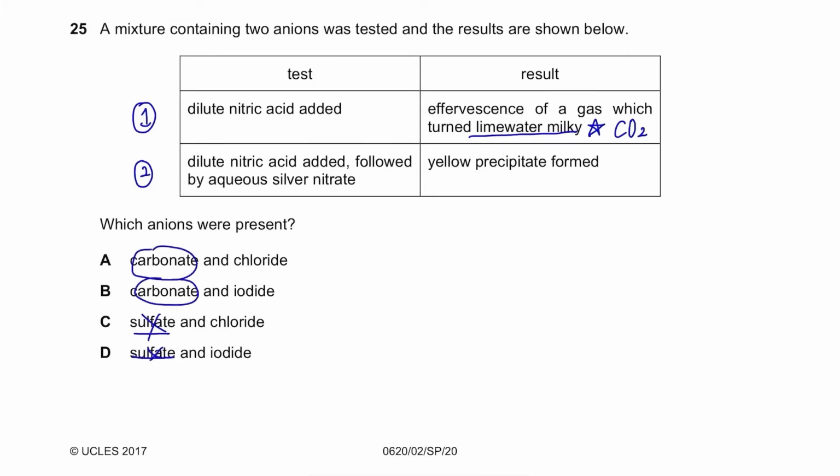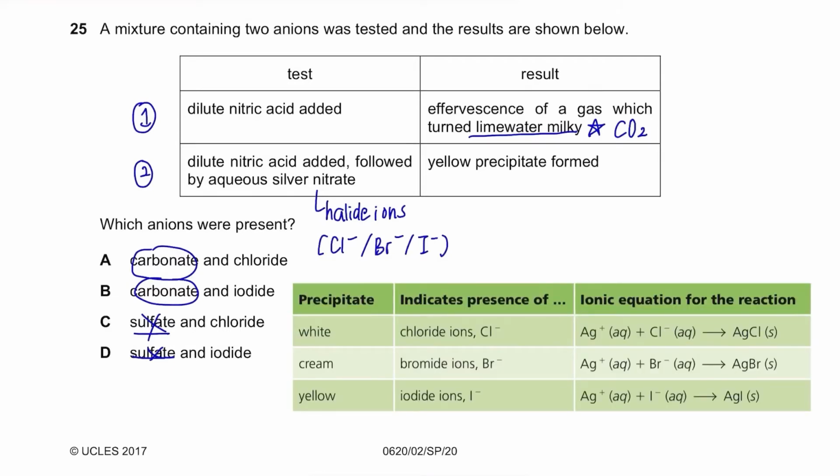carbonate was present. For test 2, this is actually the test of halide ions, testing for chloride, bromide, or iodide ions. You need to know the tests of anions and the results by heart for questions like this. So from this table, you can see the results after dilute nitric acid and silver nitrate are added. Our table said yellow precipitate was formed, so it's iodide ions that were present in the mixture. The answer is B, carbonate and iodide.